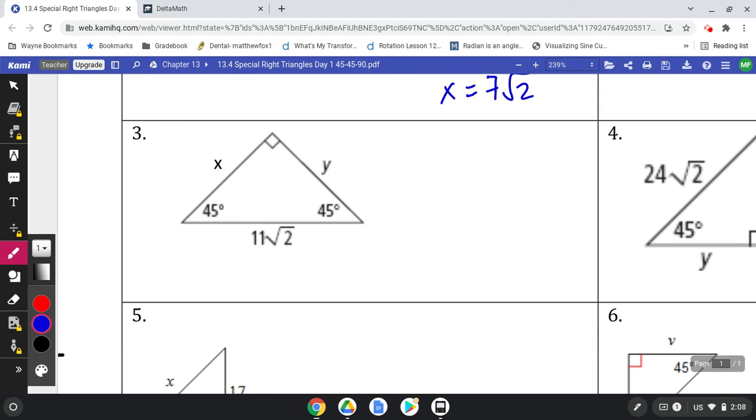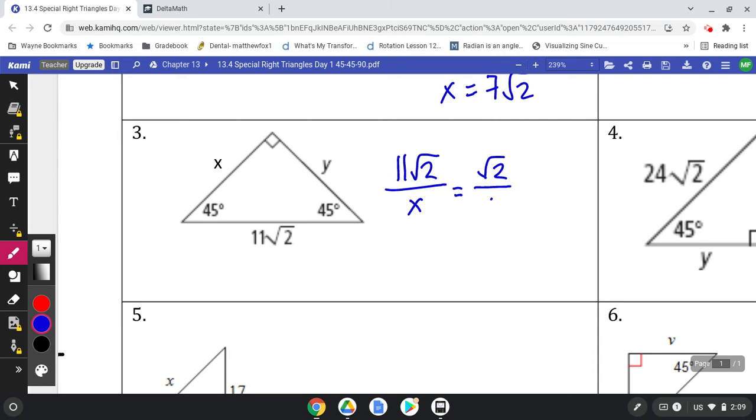As we do this, some of you will notice a few patterns that start to emerge. On this one, x and y are our legs, so we know they'll be the same. We need to find what they are. So 11 square root of 2 over x equals square root of 2 over 1. We cross multiply, we'll get x square root of 2 equals 11 square root of 2. We need to divide by the square root of 2 on both sides, and we'll get x equals 11. Don't forget, not only does x equal 11, but also y will equal 11.